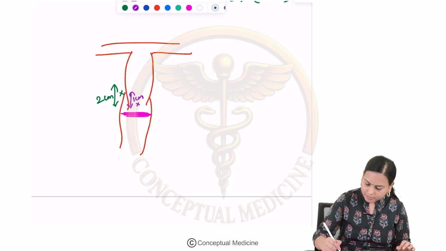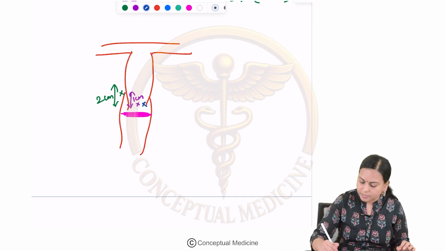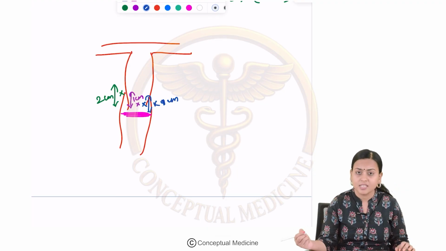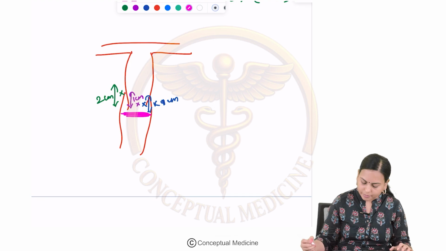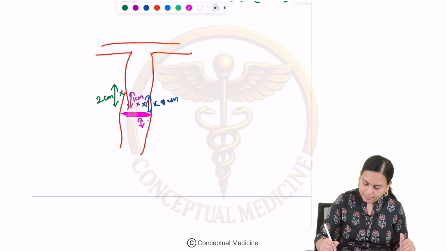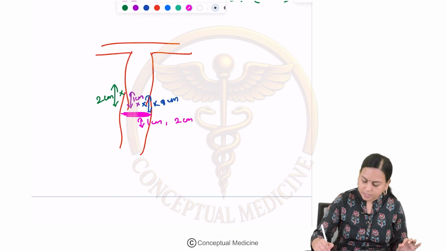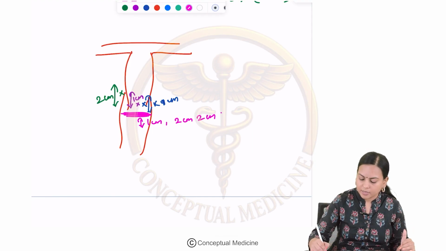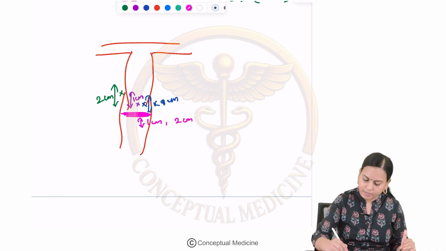And then in stage 2, it is going to be within this 1 centimeter itself, somewhere here within 1 centimeter. And in stage 3, what is going to happen is, this is going to descend beyond the hymen, and it will be lying within 1 centimeter beyond the hymen, or within 2 centimeters of the total vaginal length. Clear?